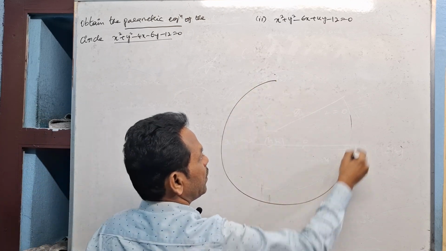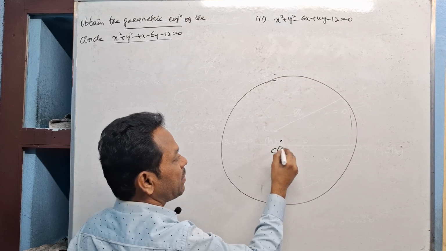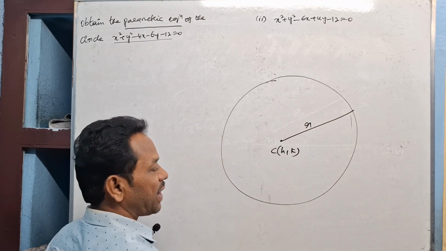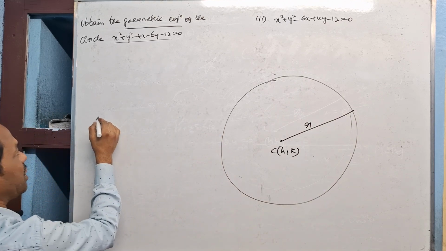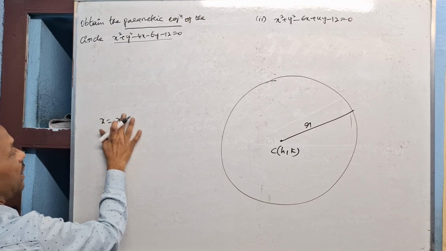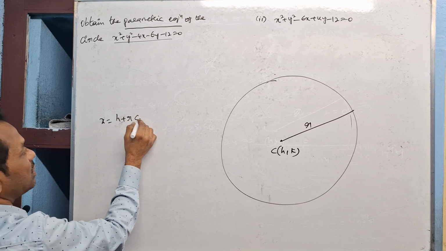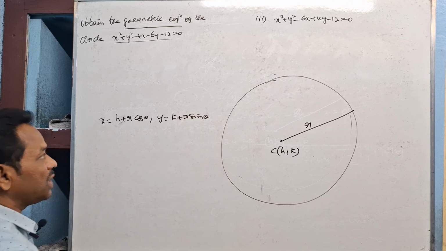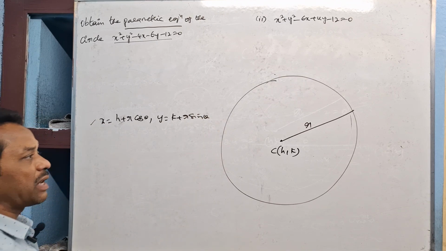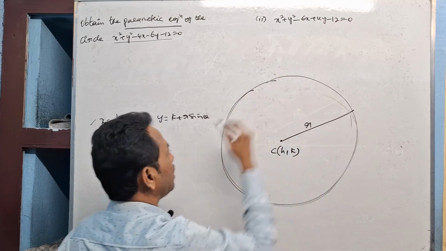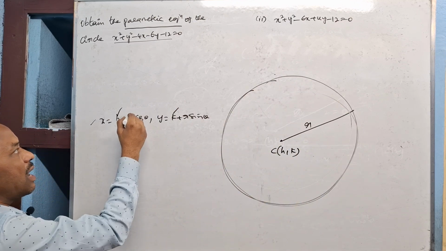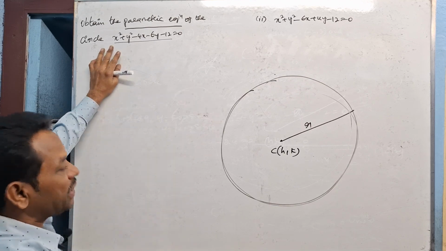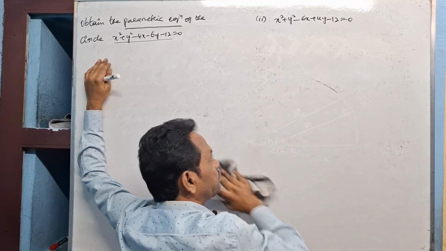If we have a circle with center h comma k and the radius of the circle is r, then we can find the parametric equations of this circle by using the formula x equal to h plus r cos theta and y equal to k plus r sin theta. Now these formulas are used to find the parametric equations of this circle, where h comma k are the center, r is the radius. So bacho, let me use this formula to get the parametric equation of the first sum.